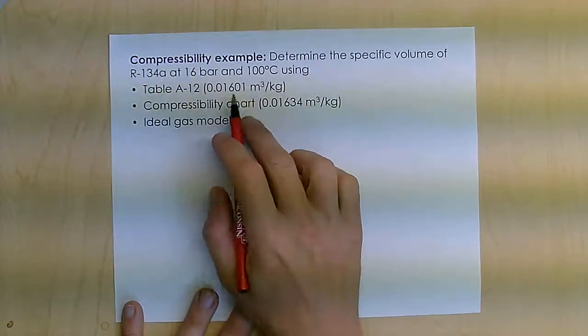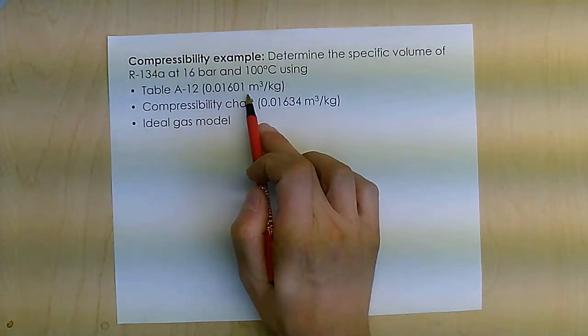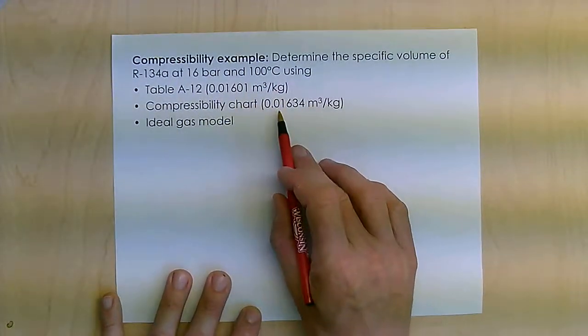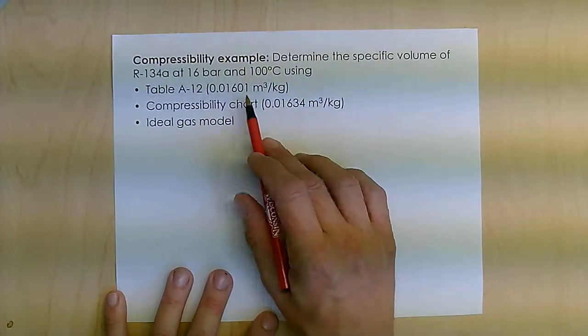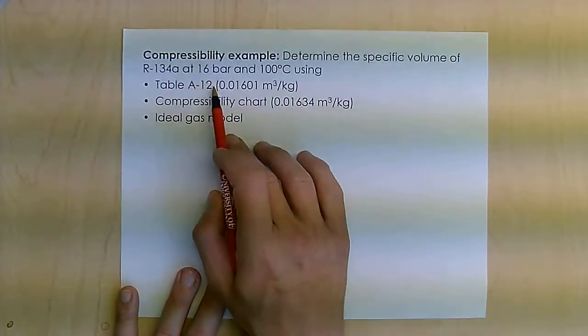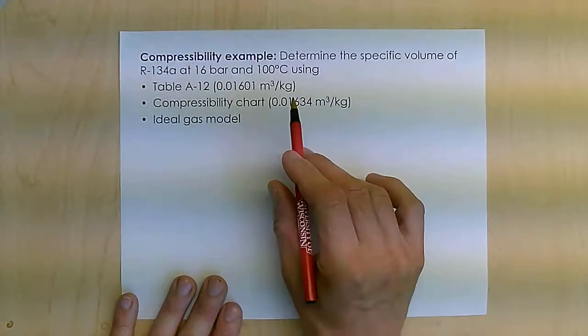The best way to do it is just use the table. You can look that up and get that value shown there. Then you can use the compressibility chart like I showed in the previous example, and we found this, which is pretty close to that. It's a little off, but pretty close. Certainly the table is better to use than this. Not only is it more accurate, but it's faster.